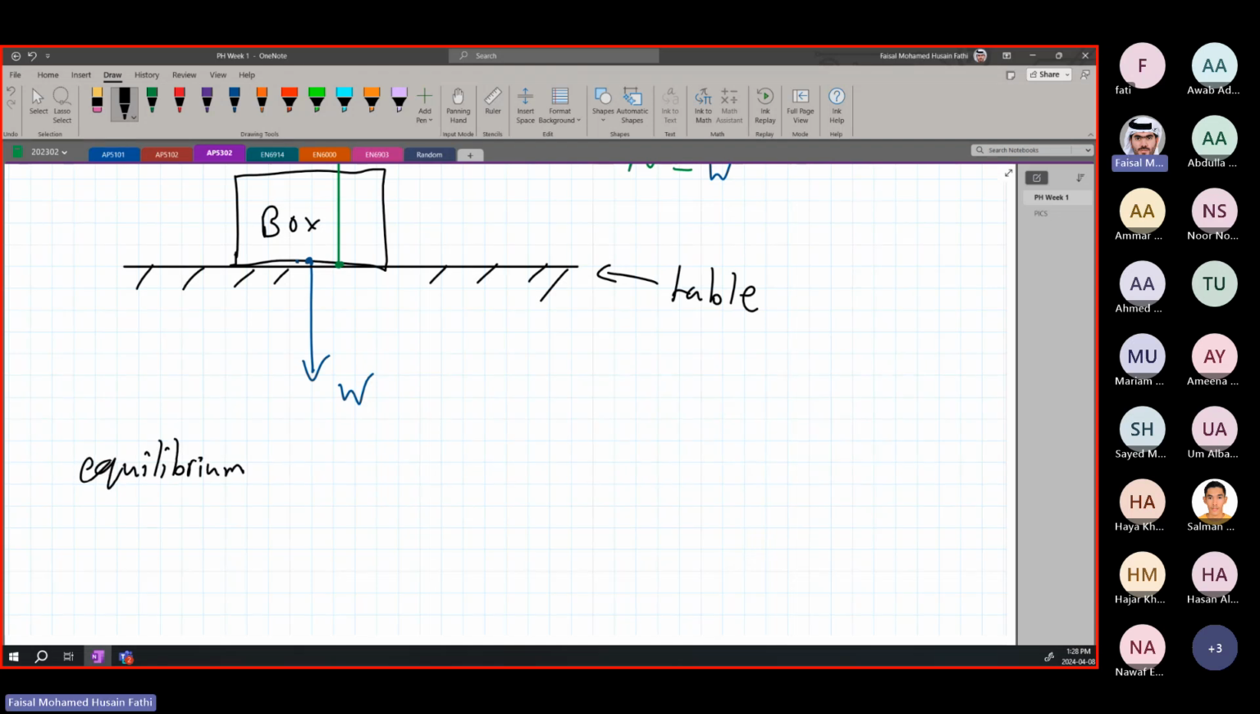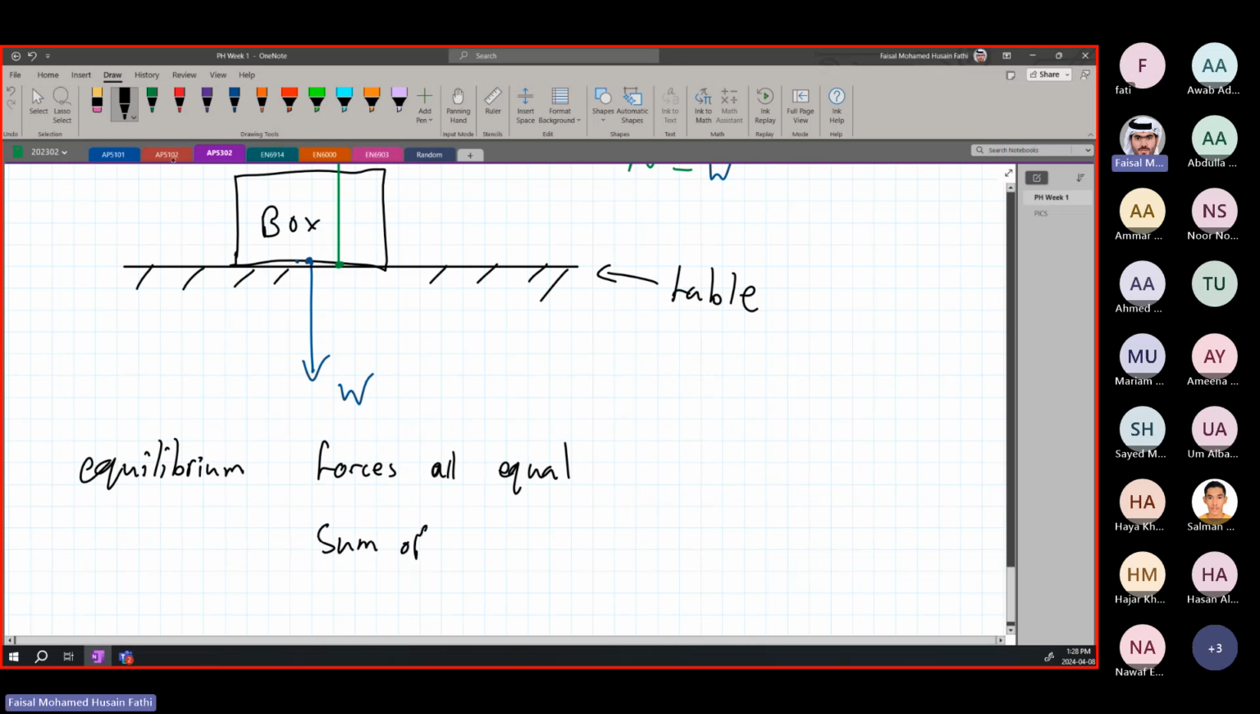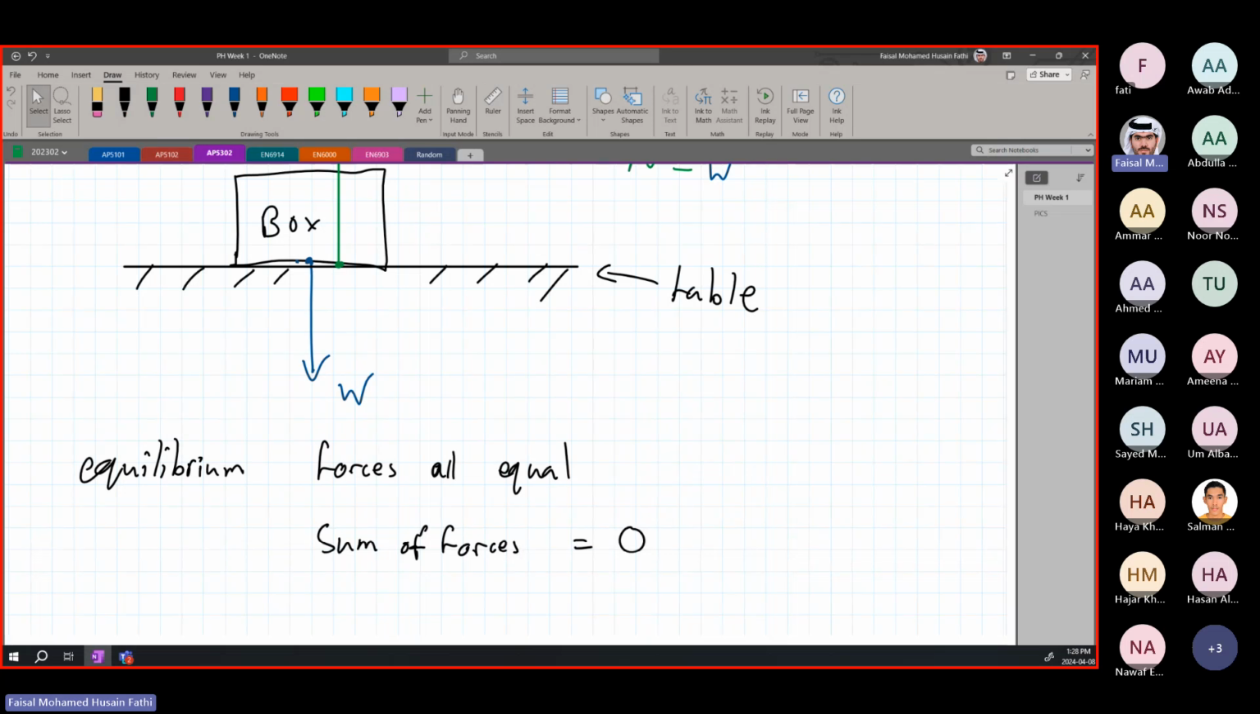This is what they usually call equilibrium, meaning the forces are all equal, or I should say the sum of forces is equal to 0. Okay, and we will look at this a bit more in a bit.